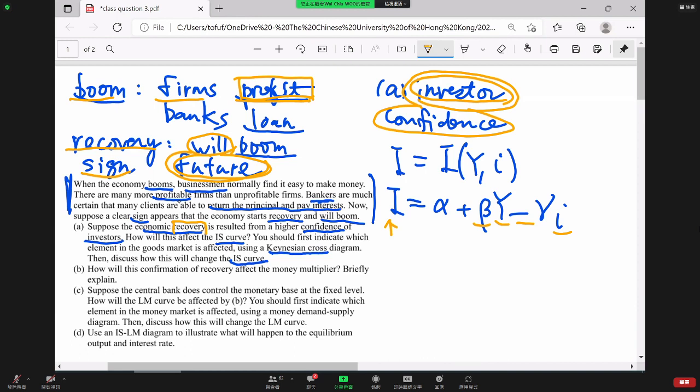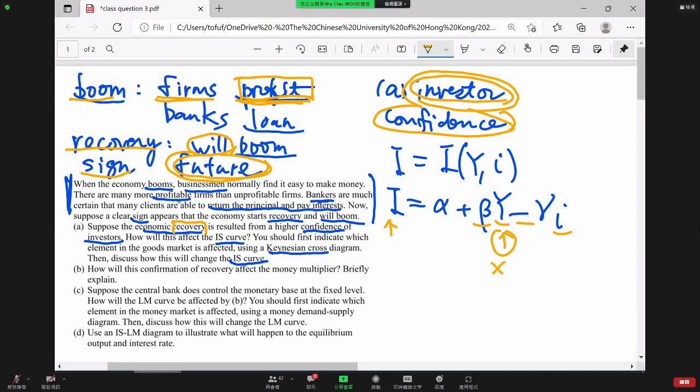Why would firms and investors want to invest more? Because if they can earn more profit, they would like to invest more, right? But is it because currently the output has already increased? If output has already increased, of course you want to invest more. But now we are not talking about this, because we are just talking about confidence. You are confident in what will happen in the future. So it is not that output has already increased and so investment increases.